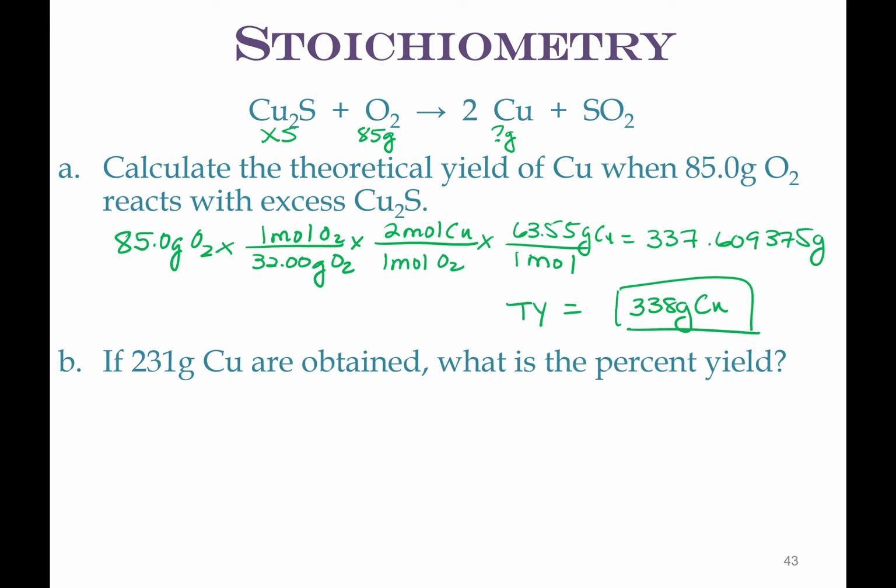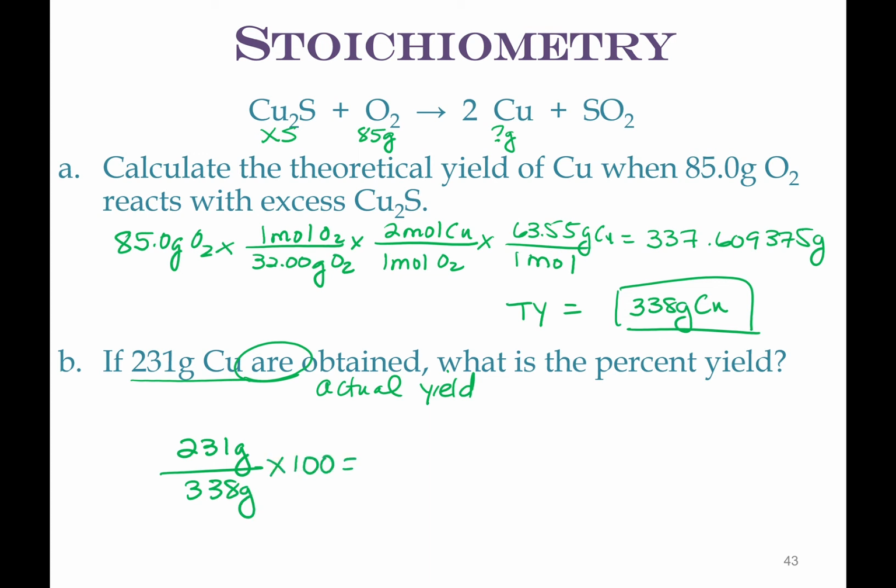Once I have the theoretical yield, this says if 231 grams of copper are obtained, this means it's our actual yield. It's usually smaller as well. 231 grams divided by 338 grams that we could have produced, times 100, gives us a percent yield of 68.34319527. It's not always great, so 68.3% yield.